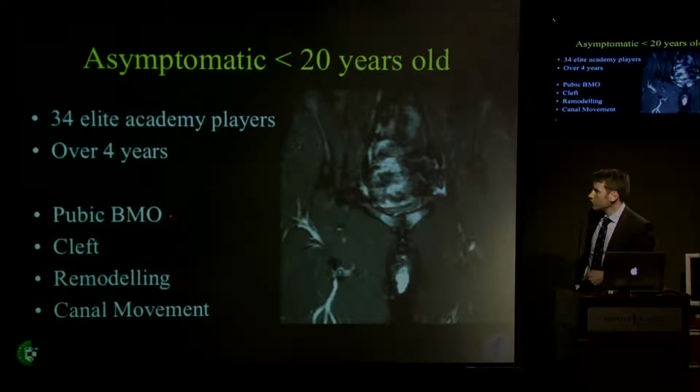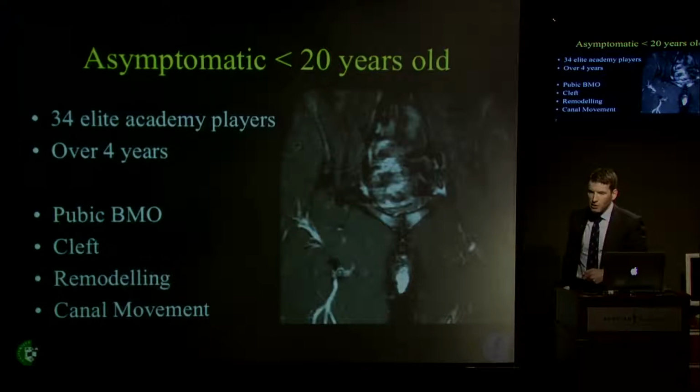And what we did find, though, is that asymptomatic players, as Sonia said, could have bone marrow edema that was rated as severe. They could have a cleft. Again, a lot of the papers say this is specific to current groin symptoms, but it isn't. And they all had remodeling, and they all had canal movement of some description. So these features are non-specific. These features can be present in asymptomatic athletes, it seems, and the only thing that seems to be a discriminator is the severity of changes that you're seeing.